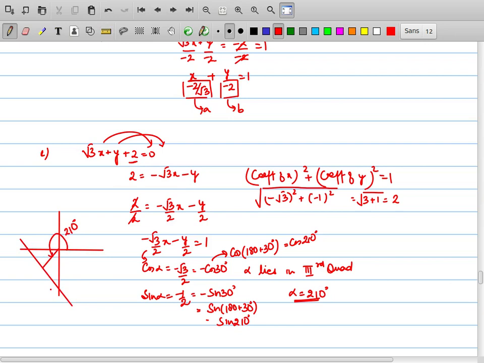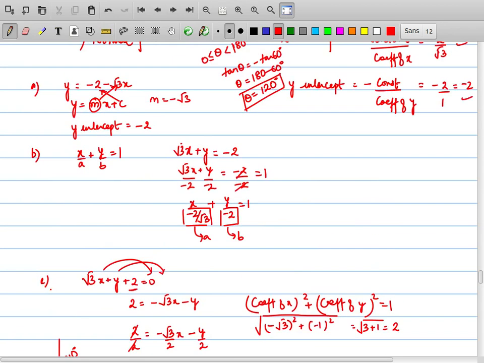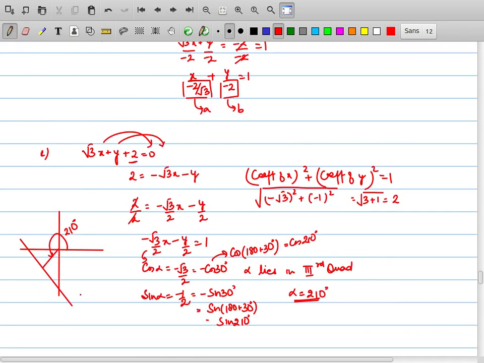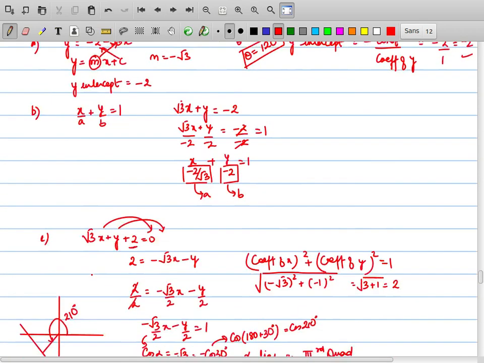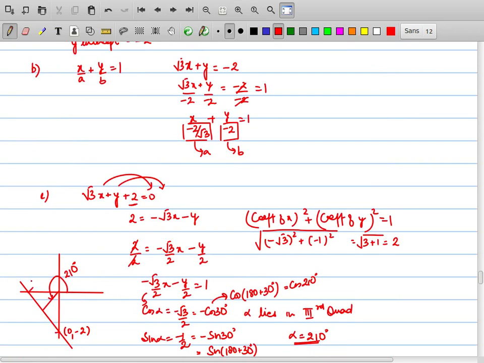And obviously everything can be matched. What is your y-intercept? Y-intercept is minus 2. Therefore this is 0, minus 2. If you know the intercept, you can actually find the coordinates. And what is your x-intercept? X-intercept was minus 2 by root 3. Minus 2 by root 3 will lie on the negative side of x-axis. Therefore everything is falling into place. What is p? Perpendicular distance from origin. That is 1. This, if you compare, is 1. Therefore this distance is 1.